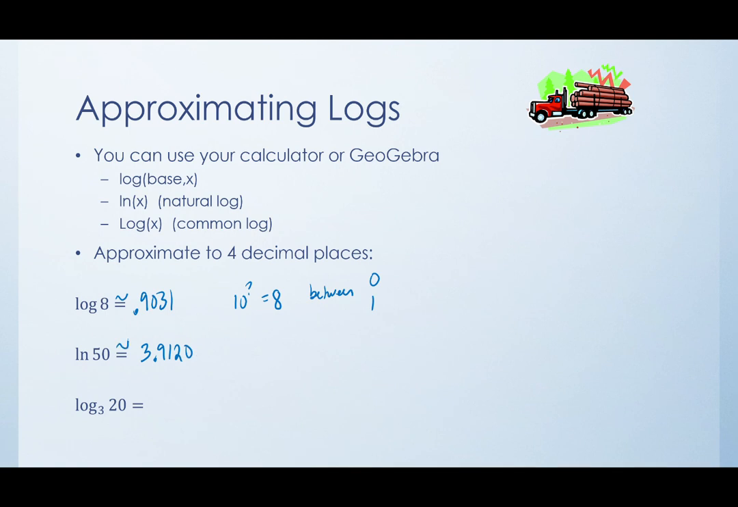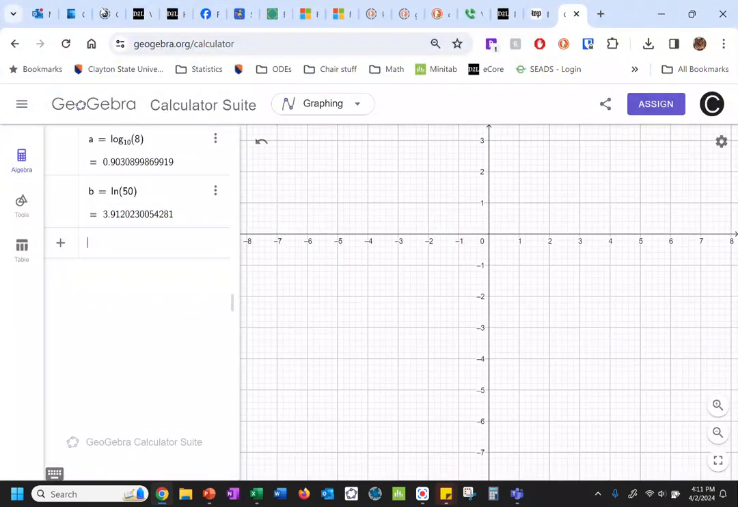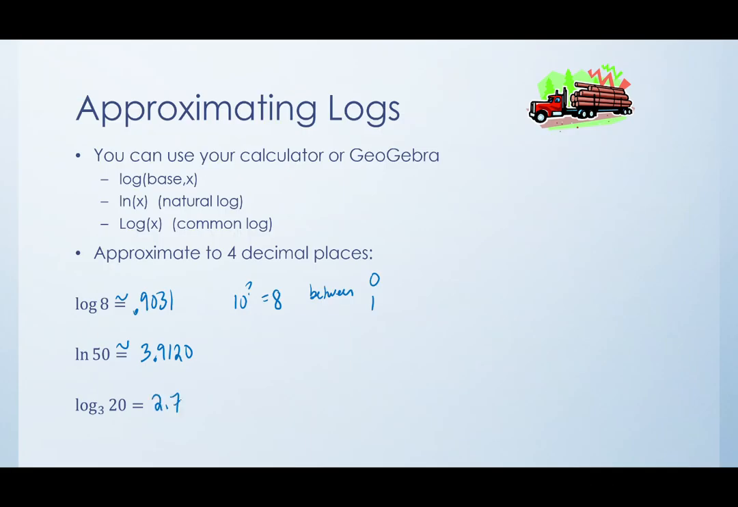Now, log base 3 of 20, if you will use GeoGebra, right, we can say log base 3 of 20. And as soon as we write that, so we're writing the base first and then the input, we're going to get about 2.7268. So not too bad here.